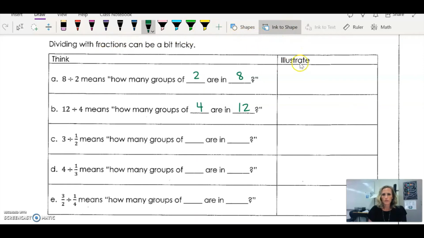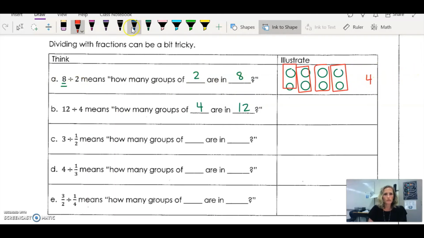I'm gonna draw some circles. Some of them are gonna be nice circles and some of them aren't. Okay, so I have 8 items. I'm starting with 8 things, and I'm dividing them into groups of 2. So I have 1, 2, 3, 4 groups of 2. So 8 divided by 2 means how many groups of 2 are in 8, and the answer is 4.